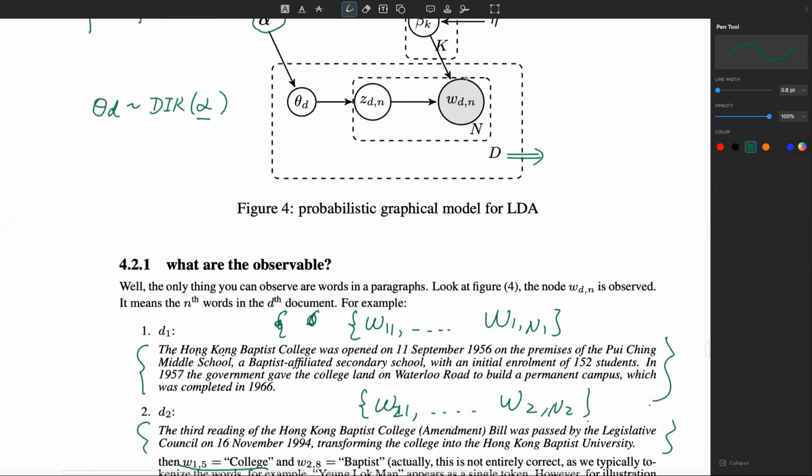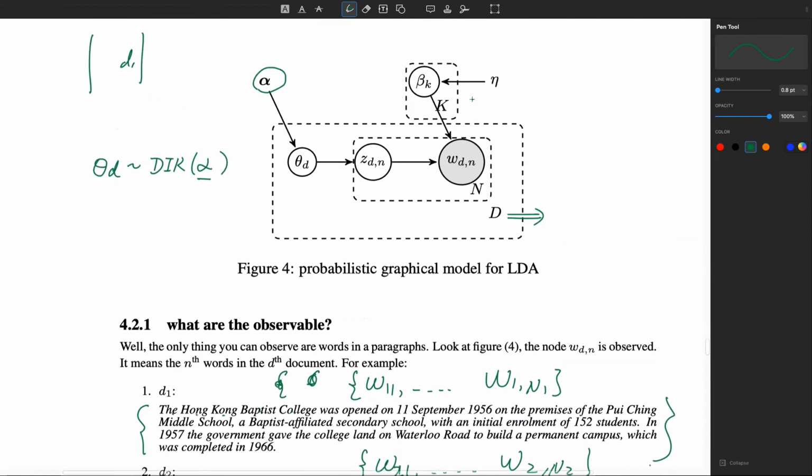Now you can see these are the observations we have. Remember, anything with a light gray color is your observation. Everything else you need to infer. Maybe I shouldn't draw a circle around it, to avoid confusing people. And this is just a hyperparameter. For a hyperparameter, we don't need to do anything because we just set it.